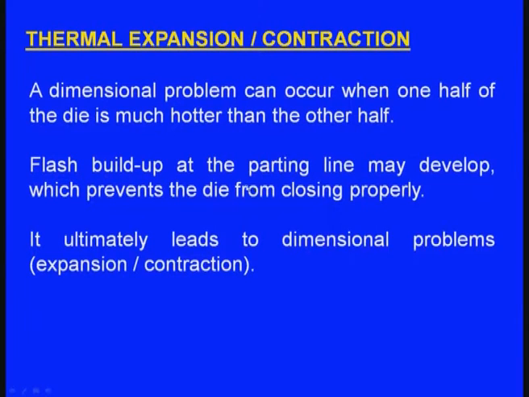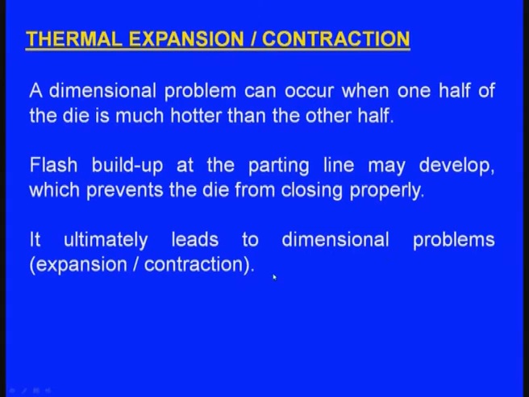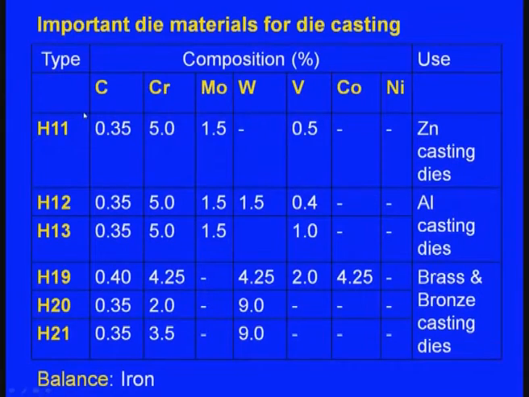Flash buildup at the parting line may develop, which prevents the die from closing properly. It ultimately leads to dimensional problems, expansion or contraction. Now, let us see the dies and die materials. Now, what are the materials used to manufacture the dies?